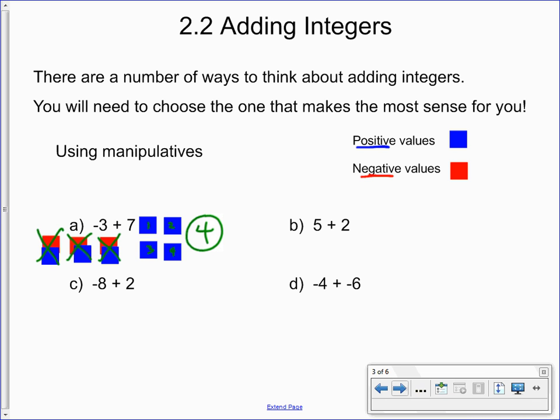B is similar. I'm going to pull down my values. I have 5 positive values. I'm going to add to that 2 more positive values. Now in this case there are no negatives to cancel out the positives. So my answer, which we knew already, 5 plus 2, would be 7 positives, or just 7.